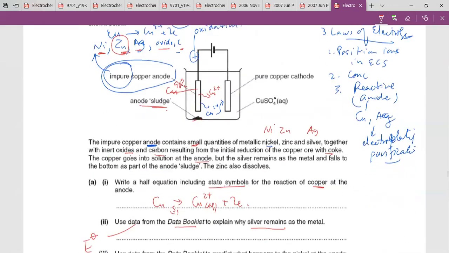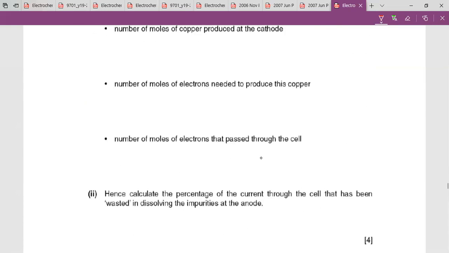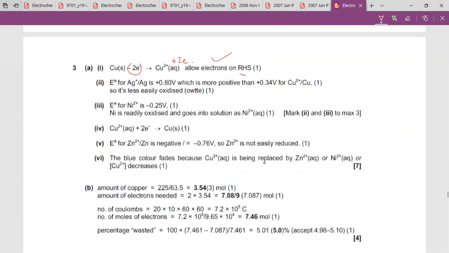Now I look at the question here. It says use the data to explain why silver remains as a metal. Why copper dissolves? Why silver remains a metal? Why copper becomes an ion? Why silver remains a metal and won't come out? Okay, the marking scheme. You quote the silver, the original E naught, Ag plus is plus 0.8, which is more positive than copper. See now, copper is positive 0.3.